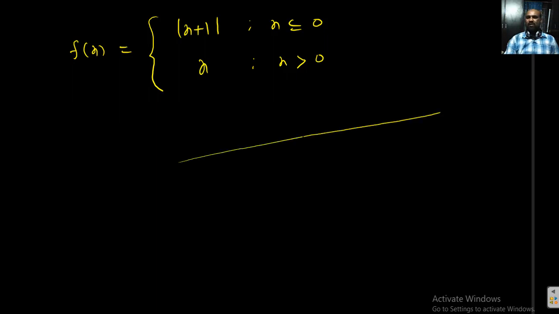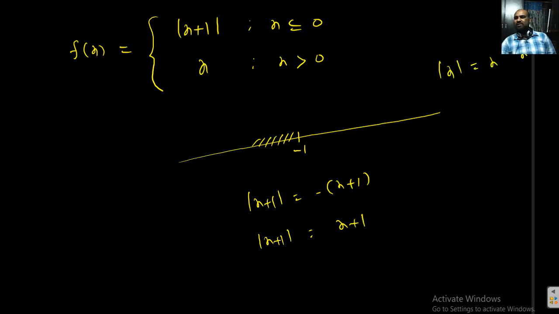The turning point of mod of x plus 1 is minus 1. If x is less than minus 1, mod of x plus 1 becomes minus of x plus 1. If x is greater than minus 1, mod of x plus 1 becomes x plus 1. Just like mod x equals x if x is greater than or equal to 0, and mod x equals minus x if x is less than 0, because the turning point of mod x is 0. The value of x for which the inside becomes 0 is called the turning point. For mod of x plus 1, that is x equal to minus 1. That's why minus 1 is the turning point. Below minus 1, mod of x plus 1 is minus of x plus 1. Above minus 1, mod of x plus 1 is x plus 1.